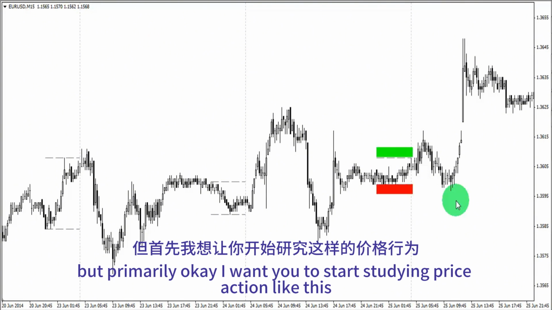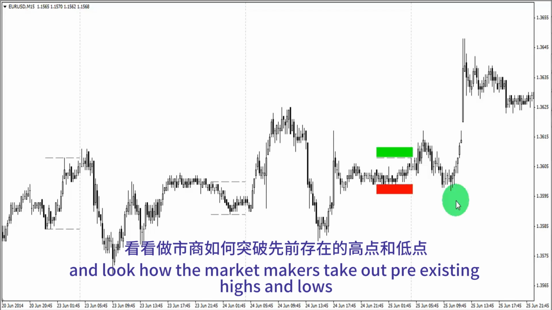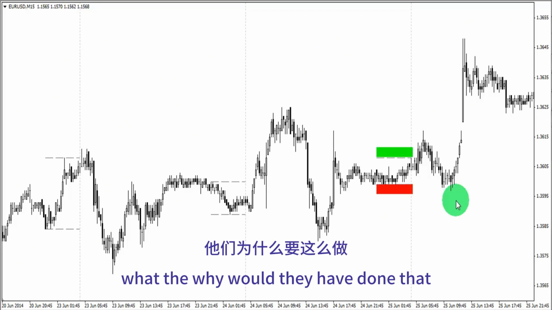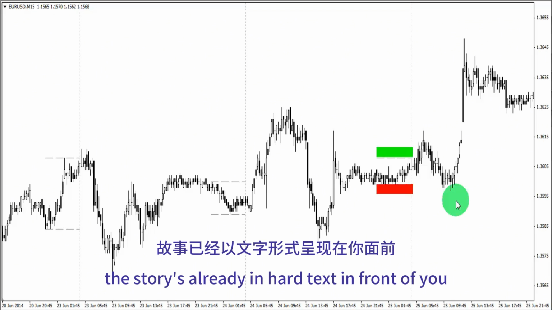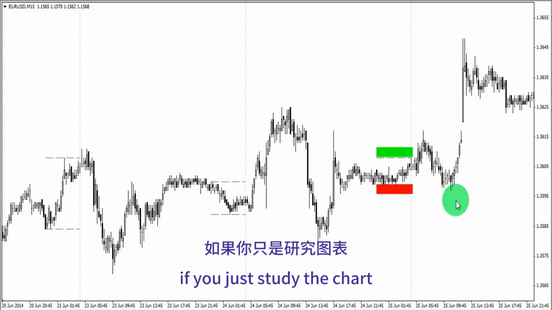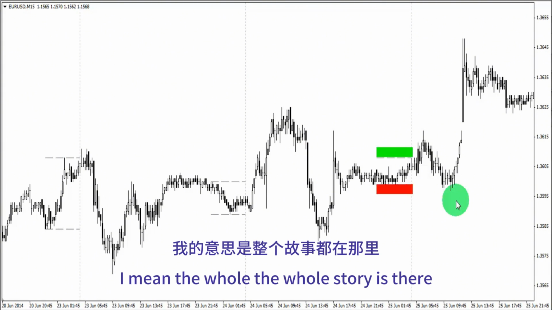But primarily, I want you to start studying price action like this and look how the market makers take out pre-existing highs and lows. Why would they have done that? The story's already in hard text in front of you if you just study the chart. I mean, the whole story is there.